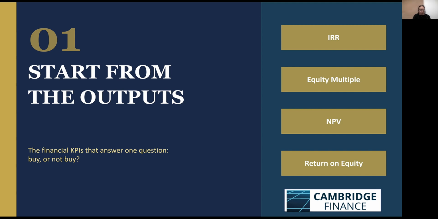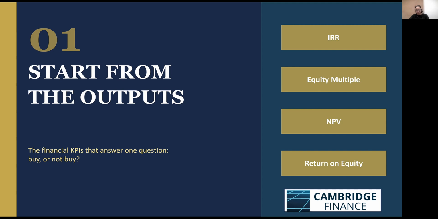So the first thing is, when we are opening our model, the answer that we need to have is, are we going to buy or not buy? Are we going to sell? You need to be very clear about what the KPIs are that you need to look at in terms of making this decision. Okay, so these are the main ones.